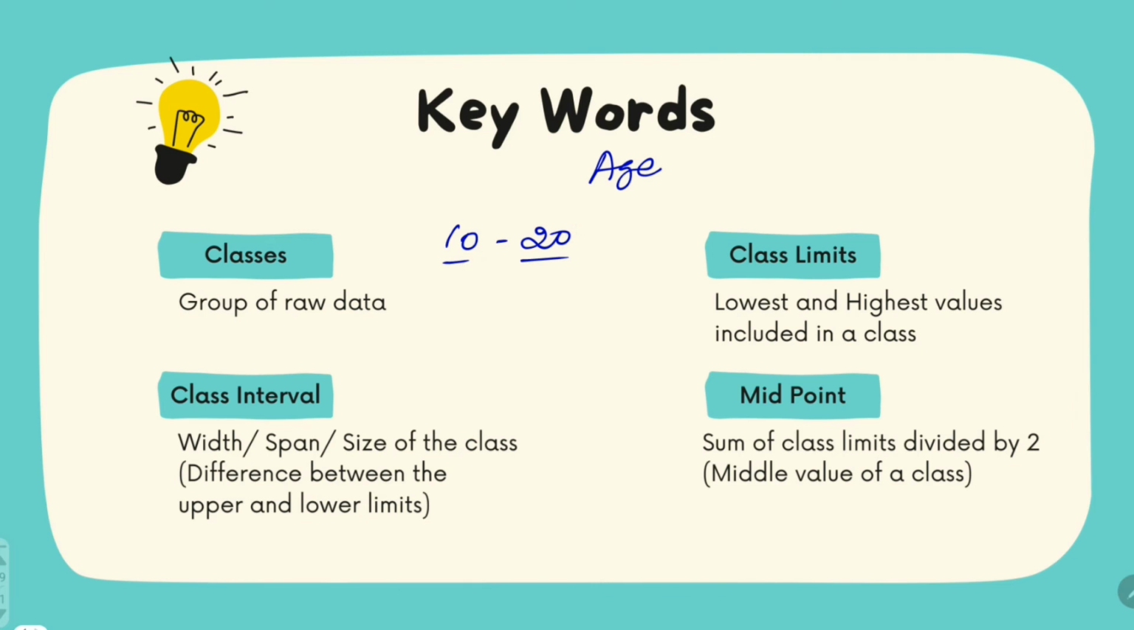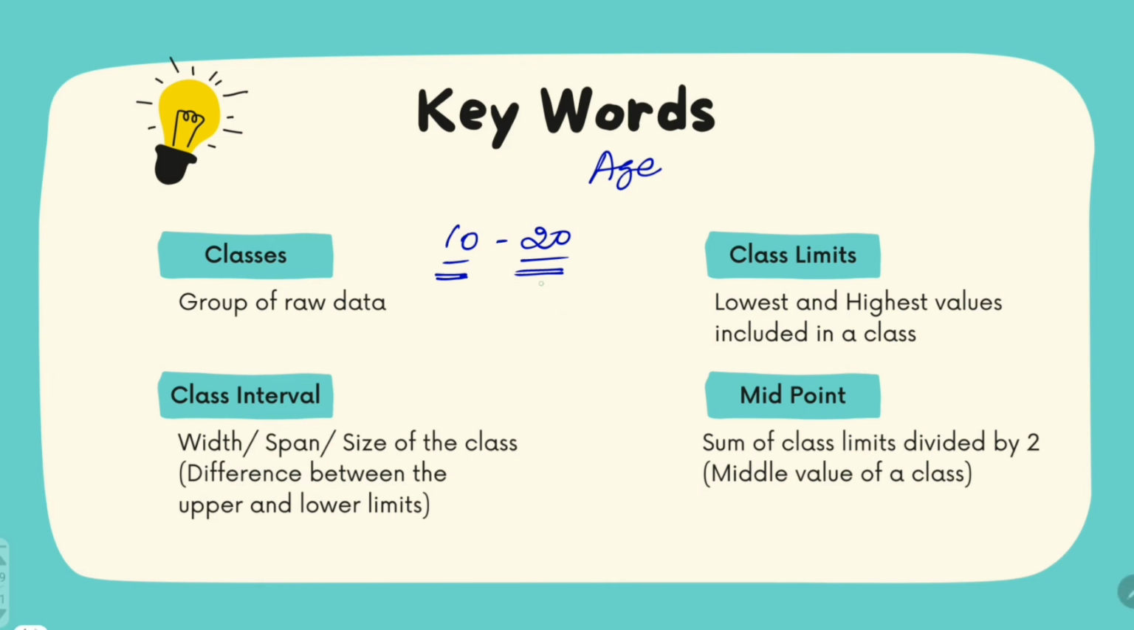Just like in school, all the kids in first standard is a class, right? Everyone between the age group of 10 to 20, if you tell like that, that is one class. So in that, 10 is the lower limit and 20 is the upper limit of this class. So the lowest age that a person can have to be included in this class is 10. The highest age a person can have to be included in this class is 20.